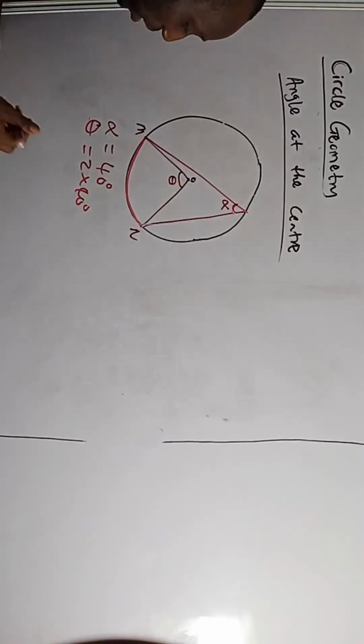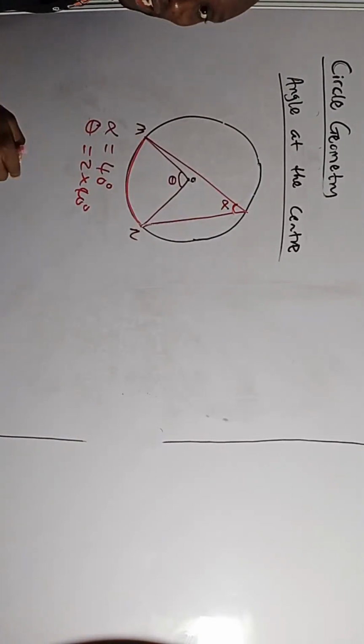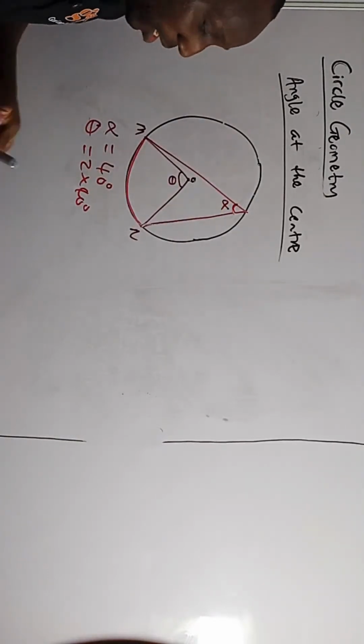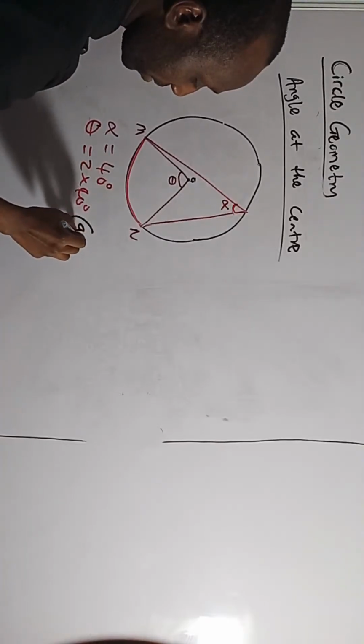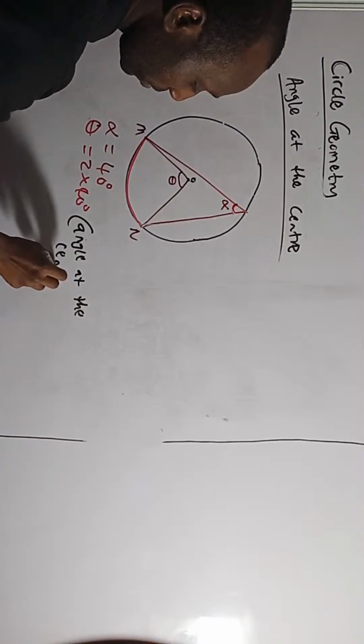And as I've just said now, if alpha is equal to 40 degrees, then theta must be 2 times 40 degrees. What's the reason? Angle at the center. There you go.